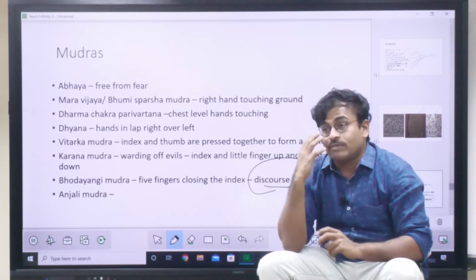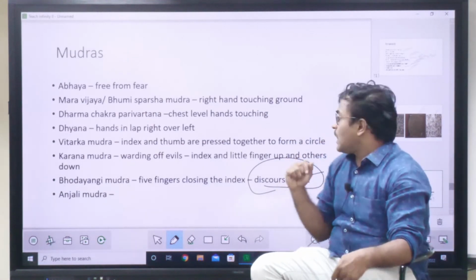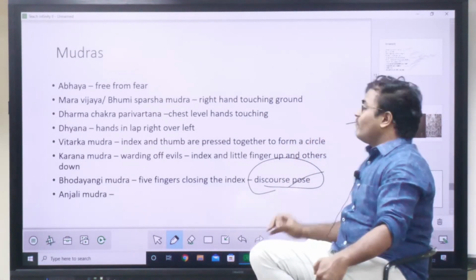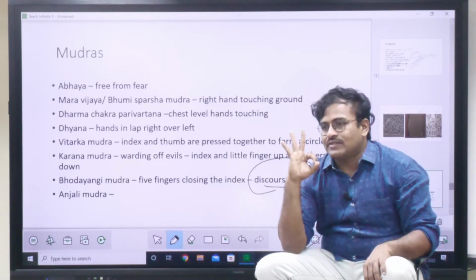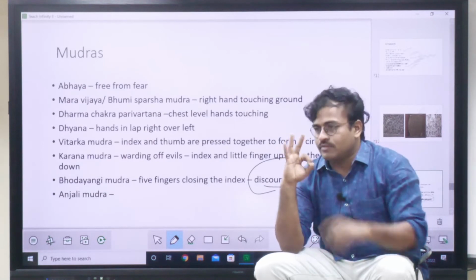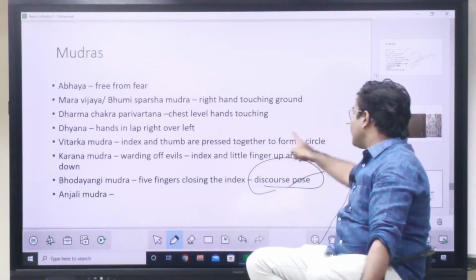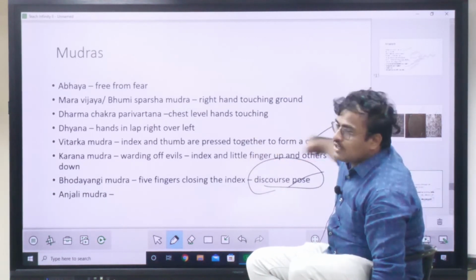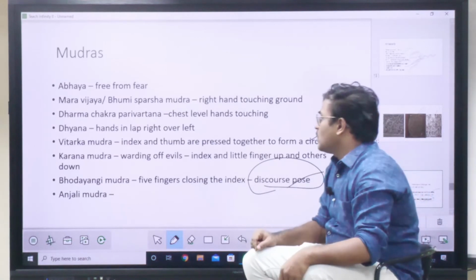And along with Bhumi Sparsha Mudra, the other mudras present in Buddhism, one mudra is very prominent, which is known as Vitarka Mudra. Vitarka Mudra is this. This is also a mudra which signifies that Buddha is preaching. Then that mudra is known as Vitarka Mudra. To form a circle, and it is a discourse pose.